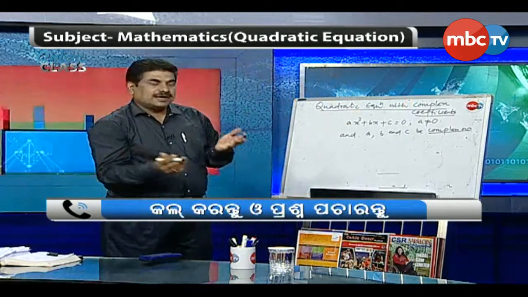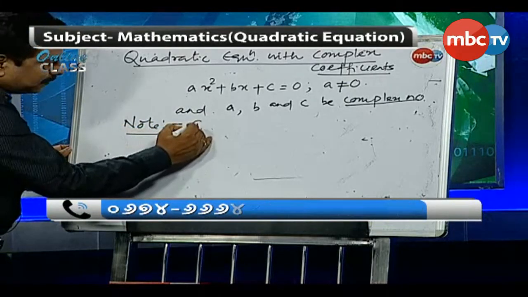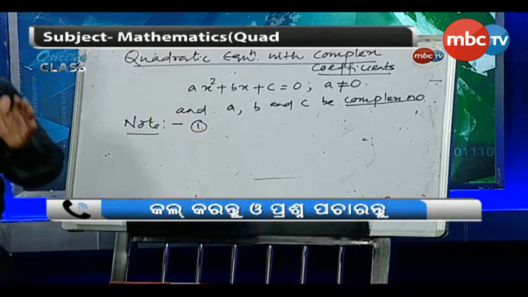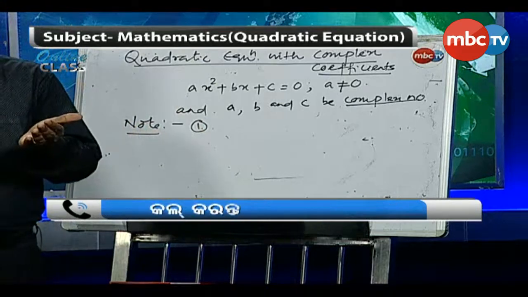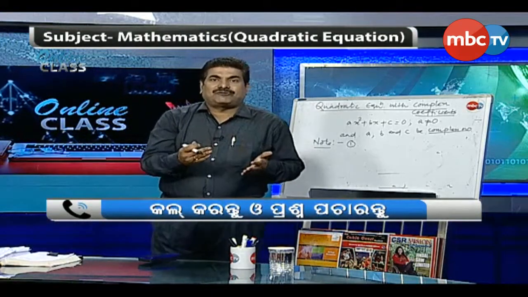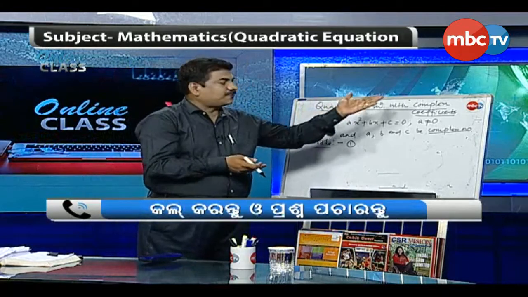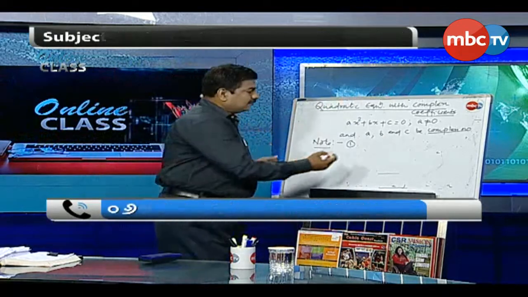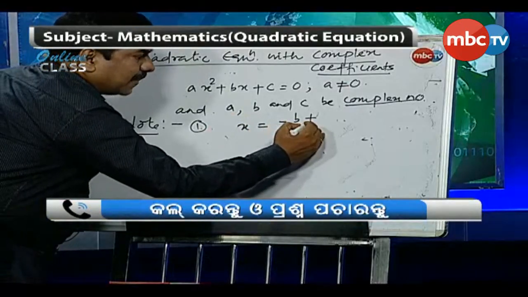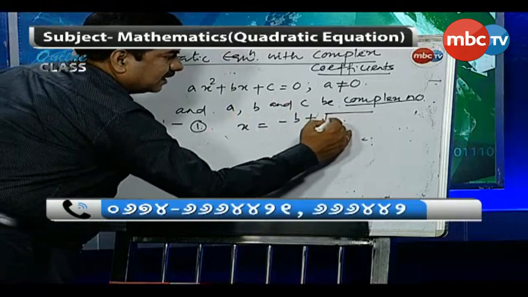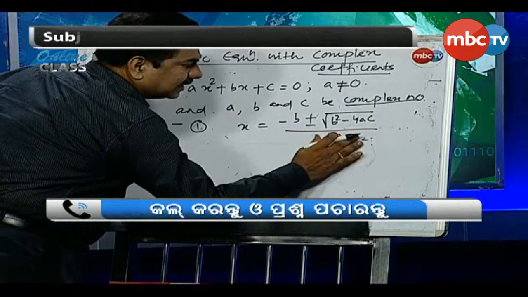Same formula, you write this important note here. The same formula for quadratic equation with complex coefficient. I have already explained in case of a real coefficient how to find the roots of the quadratic equation. Same case in case of a complex coefficient. Then what will be the formula here? X is equal to, I have already explained this one, minus b plus or minus square root of b square minus 4ac divided by 2a, dear.